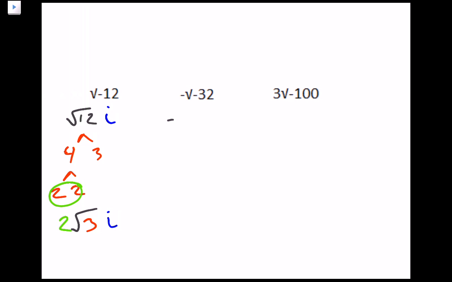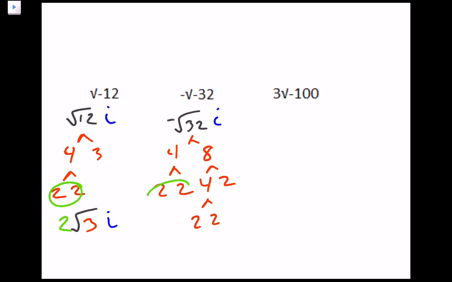In the next problem, I would rewrite it as negative square root of 32 i. And now I need to do the square root of 32. How about 4 and 8? 4 breaks down to 2 and 2. 8 breaks down to 4 and 2, which breaks down to 2 and 2. That gives me 1 pair of 2's, 2 pair of 2's, and when I multiply that, I get 4.